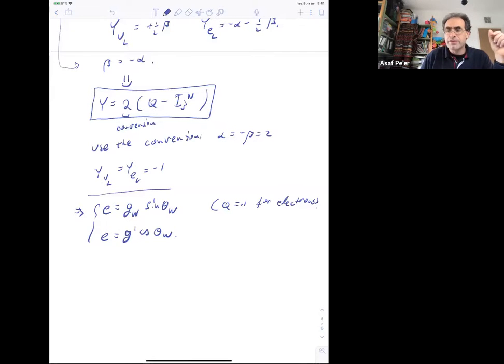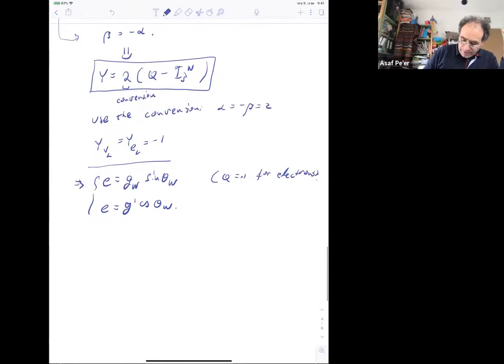The weak coupling constant, the electroweak part, coupling constants g weak and g prime. And of course, this mixing angle, which is something you can measure. So basically this theory does give us a prediction of the couplings of the Z particle to the fermions, and again, something which we can validate.